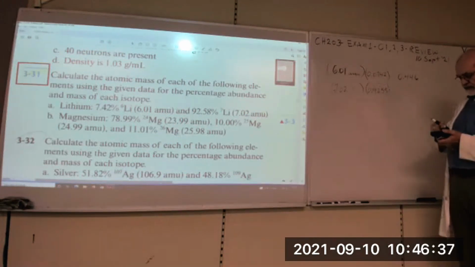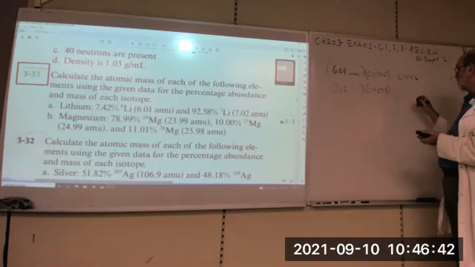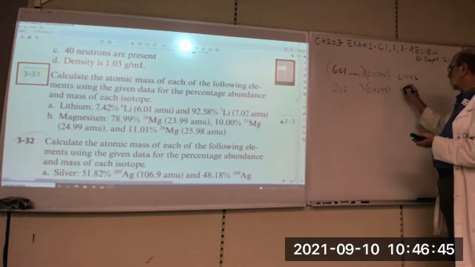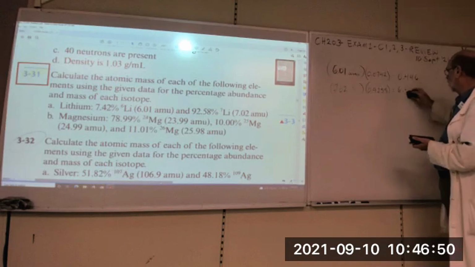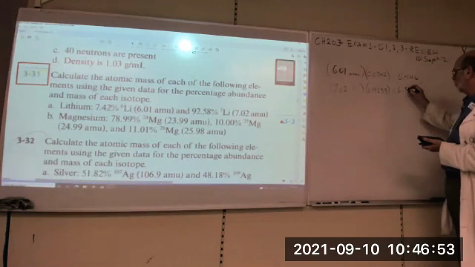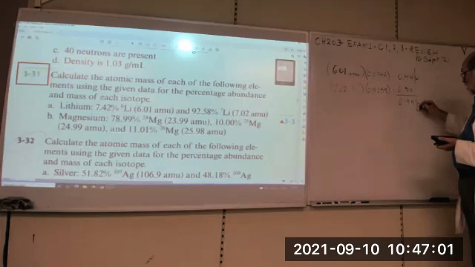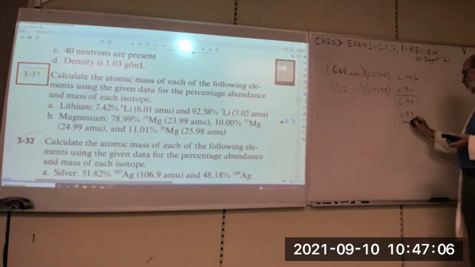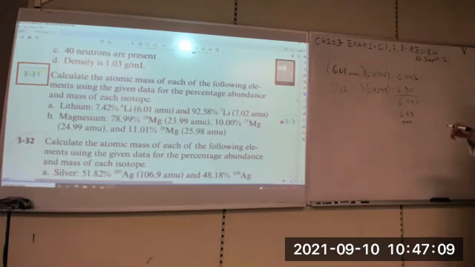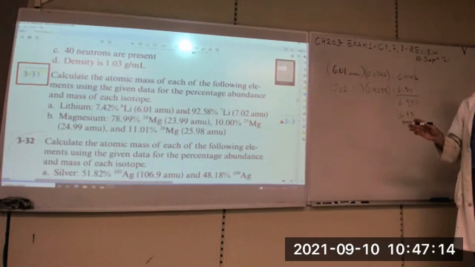This one is 0.9258 times 7.02 is 6.499. 3 places. 6.499 would be 50, wouldn't it? Rounded off. There we go. So that needs to be rounded off here. 6.95 atomic mass units. That's the weighted average atomic mass per atom of naturally occurring lithium.